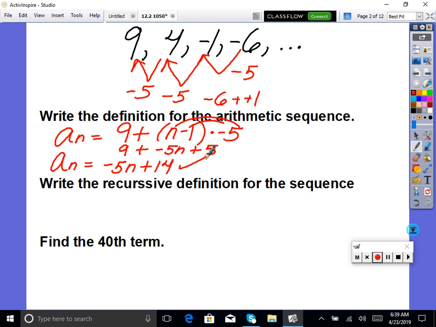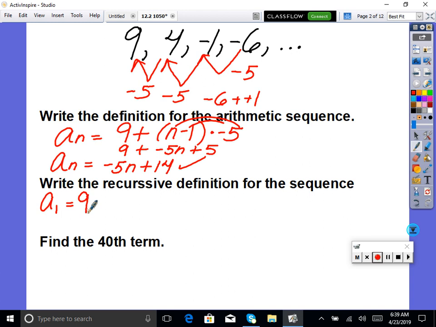It says write a recursive definition for the sequence. So recursive just means what do you see happening? It's literally what do you see happening, and you write it in terms of the previous term. So if we're looking at this, we start at 9. With recursive definitions, you always have to tell it where to start. So you'd say a sub 1 is 9.